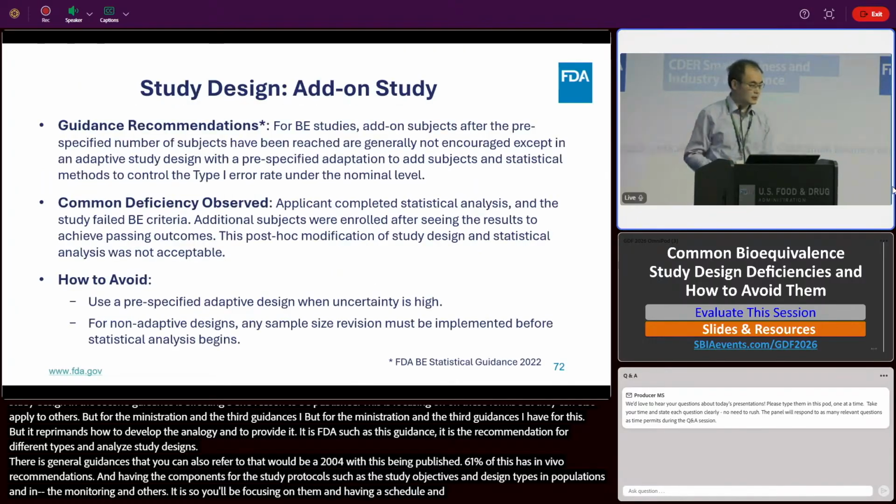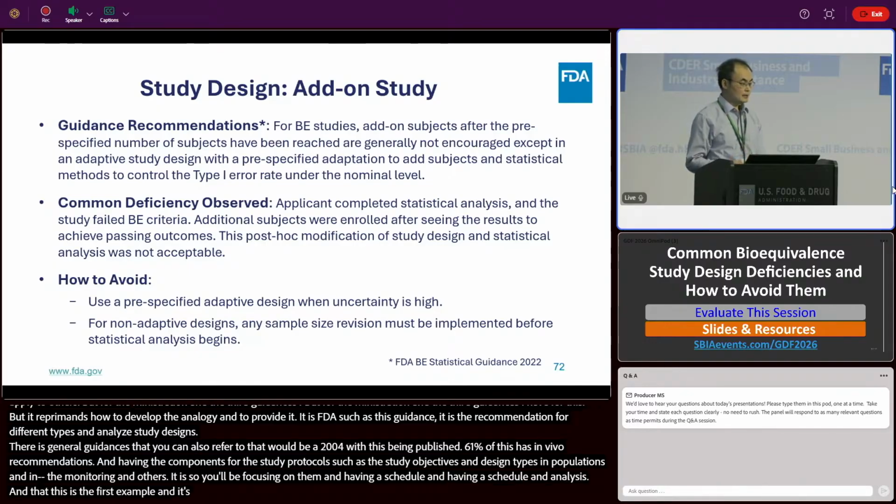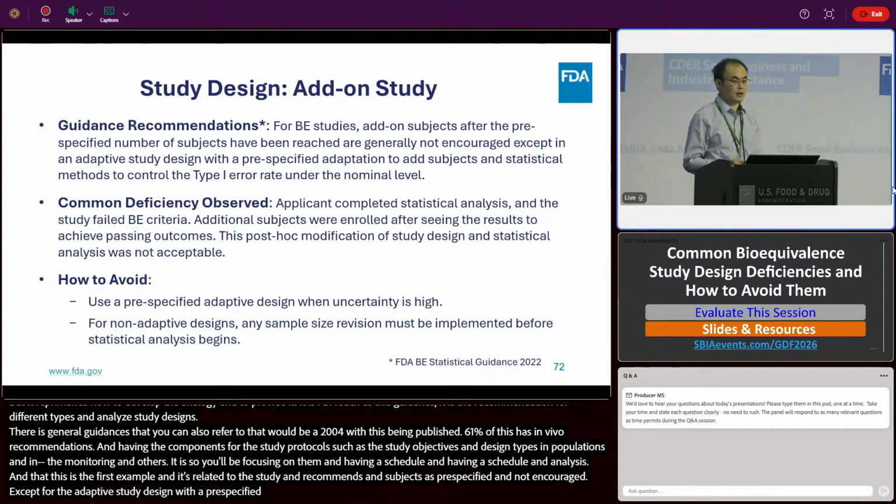This is the first example. It is related to add-on study. The guidance recommends for BE studies that add-on subjects after the pre-specified number of subjects have been reached are generally not encouraged, except in an adaptive study design, with a pre-specified adaptation to add subjects and statistical methods to control the type 1 error rate at the nominal level.